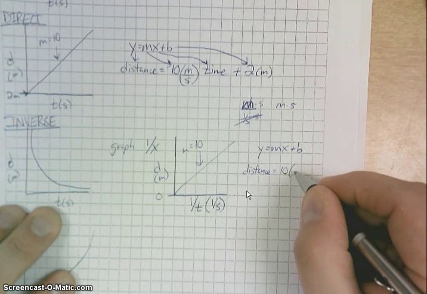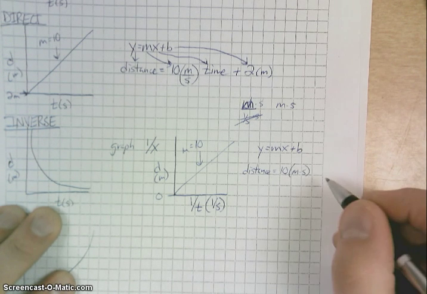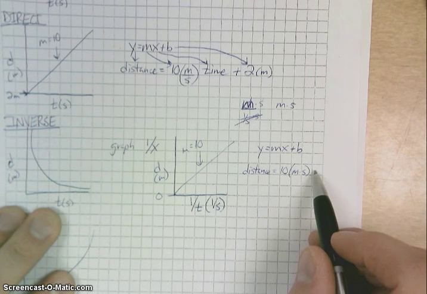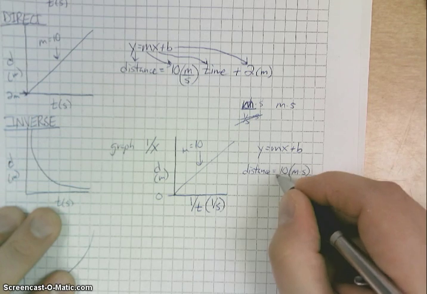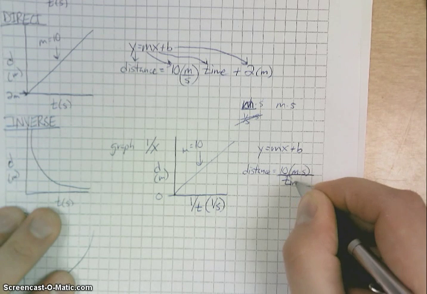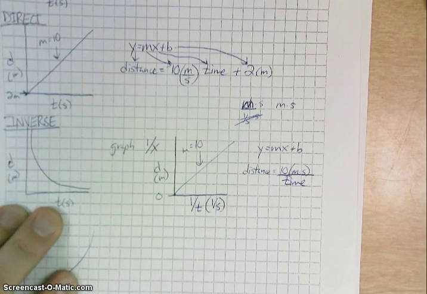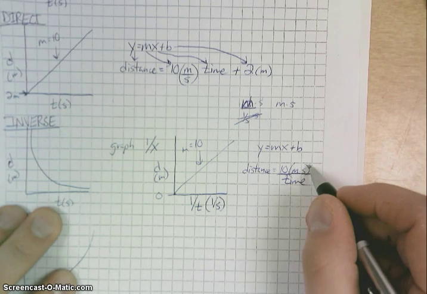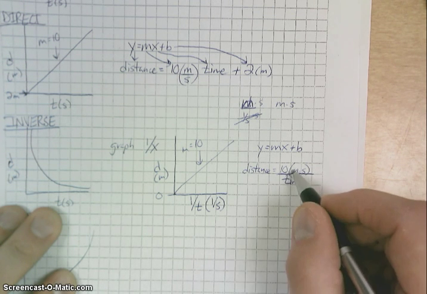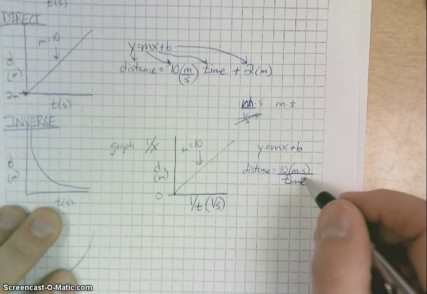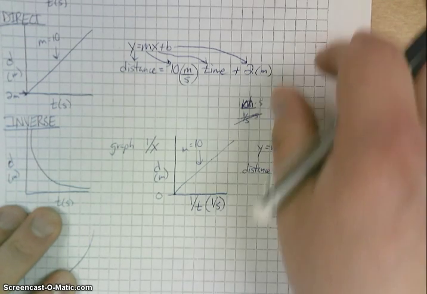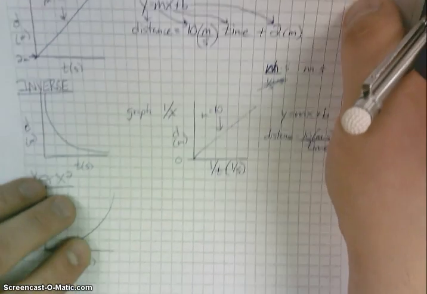So the unit here is meters times seconds, and x is 1 over time. So instead of multiplying by 1 and dividing by time, I'm just going to put the time on the bottom. Time is in seconds, so the seconds cancel, and you'd be left with distance is 10 meters per unit time. And since this is 0, there is no y-intercept. All right, let's try another one.